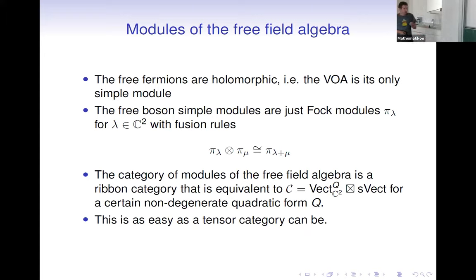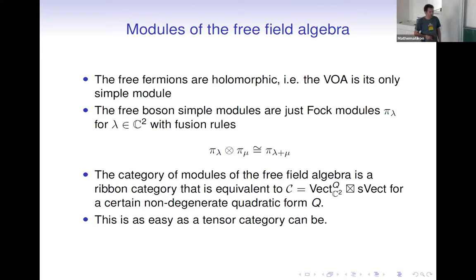And the point I want to make is that the category is completely determined by the field algebra together with the knowledge of the image. This is kind of what replaces the key here. First of all, the field algebra is extremely simple. For example, if you ask what its simple modules are, they are Fock modules, the first thing you learn in a free field algebra course. And the fusion for that is just addition of the labels. In particular, the category is nothing but the category of graded vector spaces, but with a non-trivial grading, which is encoded in a choice.